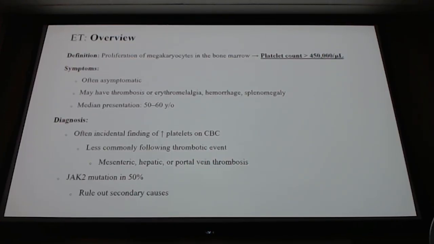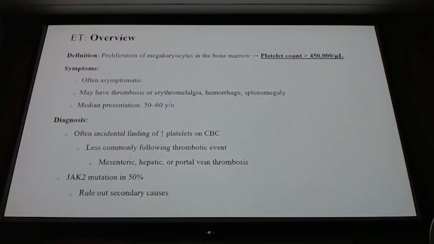Often asymptomatic, right? You may find it secondary after they've had a clot or some other disorder, but a lot of times this is going to be that patient that you're running routine labs on, and you get a CBC and you see, hey, platelet count is super elevated. What's the cause of this?